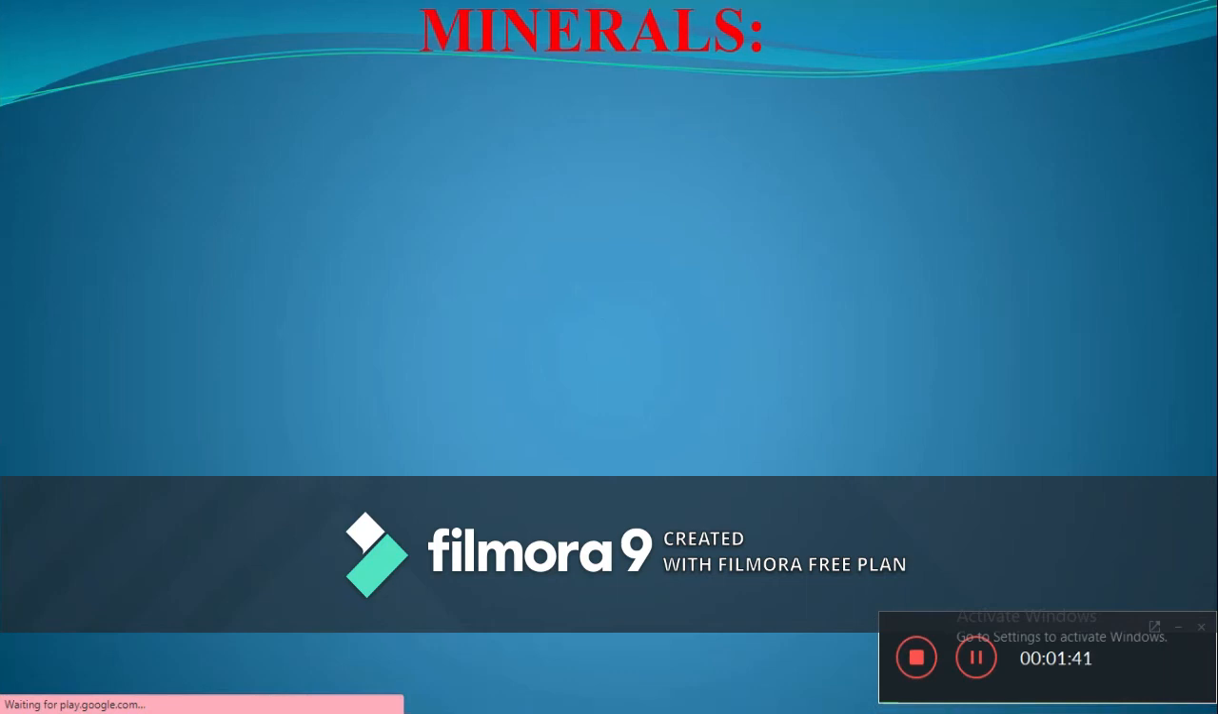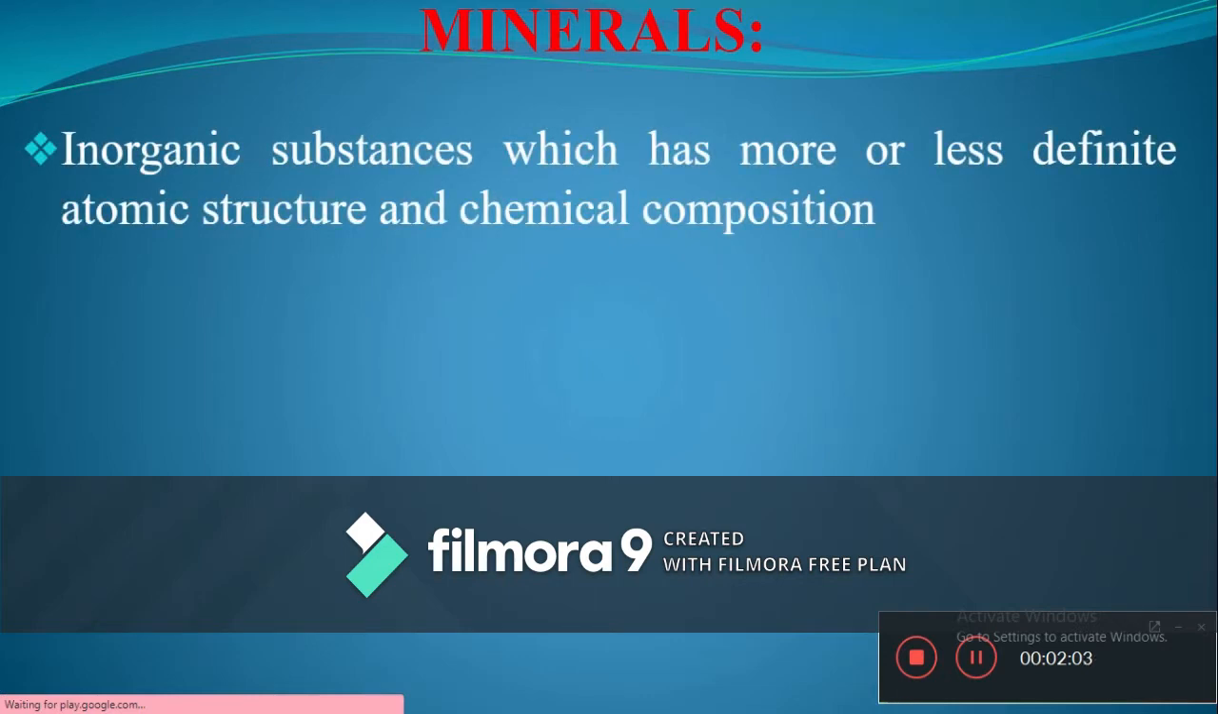Many of you have an idea of what a mineral is. Minerals, as we say, are naturally occurring homogeneous substances, having a definite atomic structure, a definite chemical composition, and a set of physical properties. They are inorganic substances.